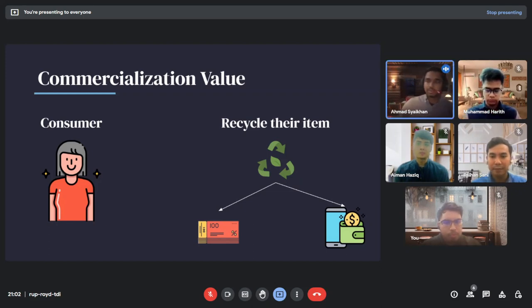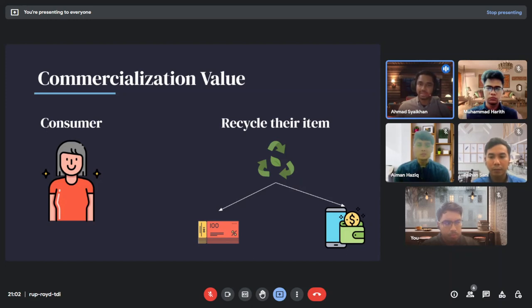So moving on to the commercialization value. In our idea for this commercialization value, which is converting recycled items into coupons and e-wallet currency, the idea for this product was created by recycling the item and turning it into coupons and an electronic wallet, which is called e-wallet these days. This concept enables consumers to place more of their recyclables within the machine.